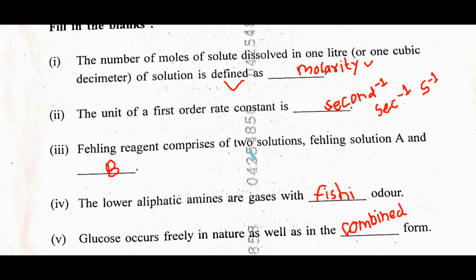Fehling's reagent comprises of two solutions, Fehling A and Fehling B. The lower aliphatic amines are gases with fishy odor, it is fishy order. Glucose occurs freely in nature as well as in combined form.